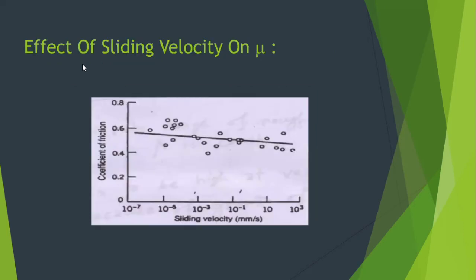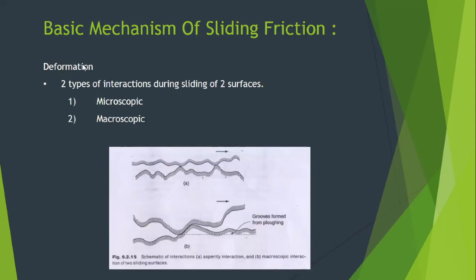Effect of sliding velocity on mu. The coefficient of kinetic friction as a function of sliding velocity generally has a negative slope. The slope of the friction velocity curve is usually small.